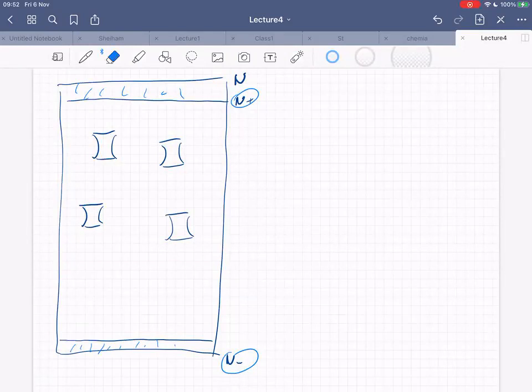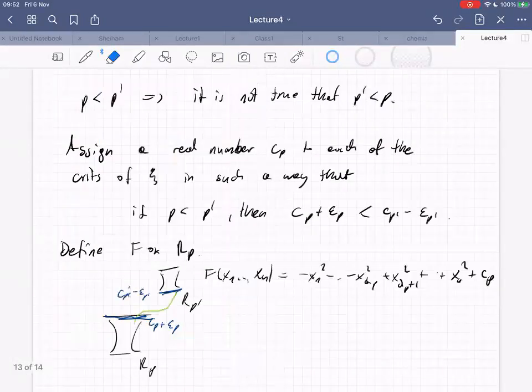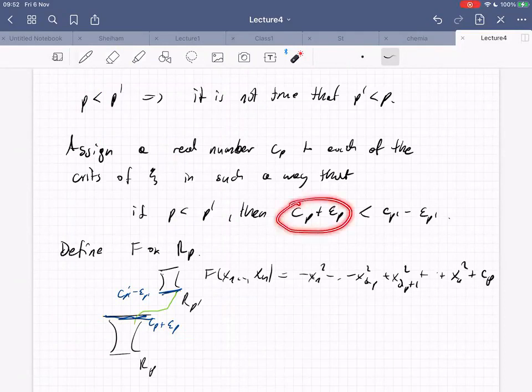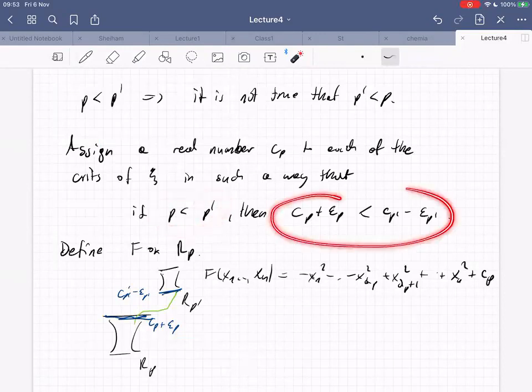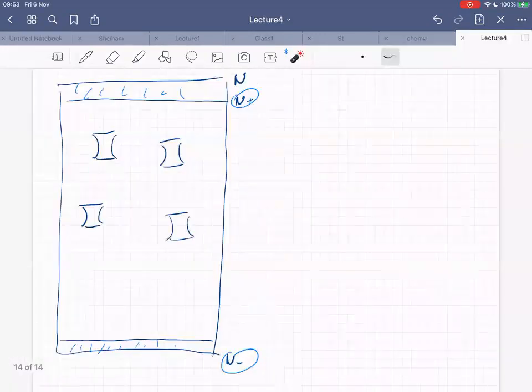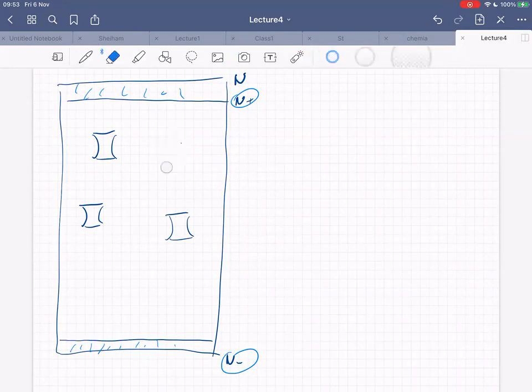For the sake of the proof, I would like to assume that the CPs are apart from one another in such a way that this inequality holds for any two critical points. If I have two critical points P and P prime, then either this holds or the opposite, with P prime swapped with P. And if P is smaller than P prime, then this holds. Okay, so that at each potential level set, I have only one RP involved. So the picture will be slightly different. We have a situation like this.